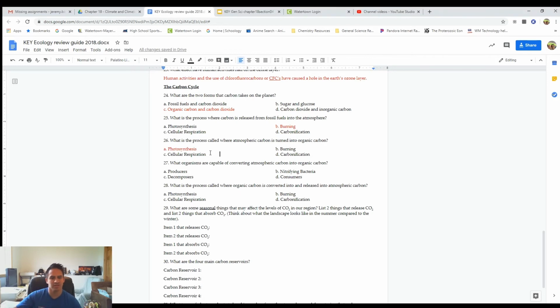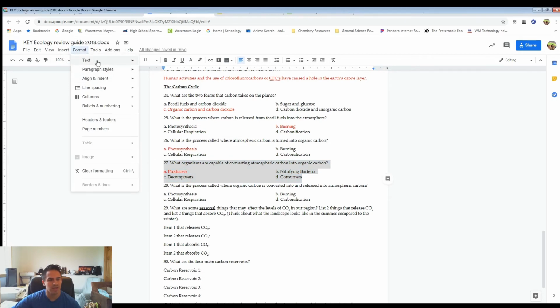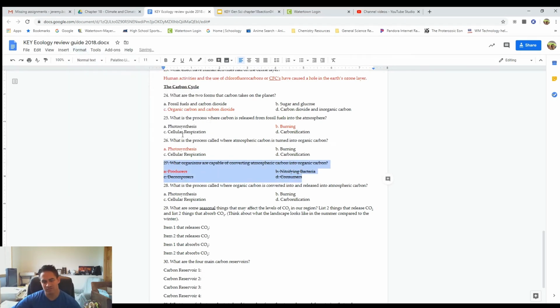Number 27, what organisms are capable of converting atmospheric carbon into organic carbon? Oh, gotcha. I thought this was the same question. This is called producers. But we did not talk about this. So you know what? We are not going to worry about this question. I'm just going to cross it off. It's probably not even on your sheet, so we're just going to delete it.